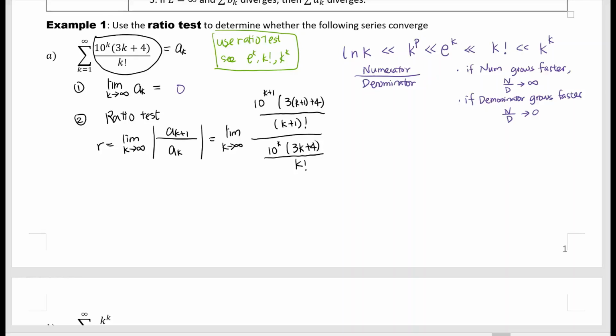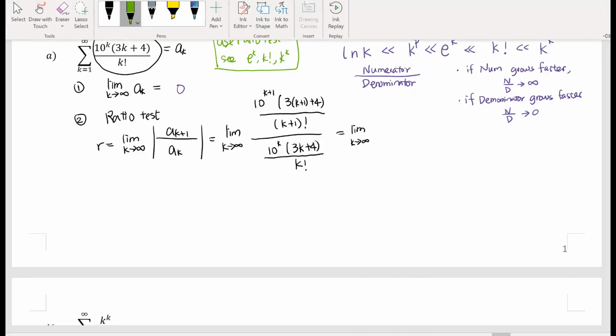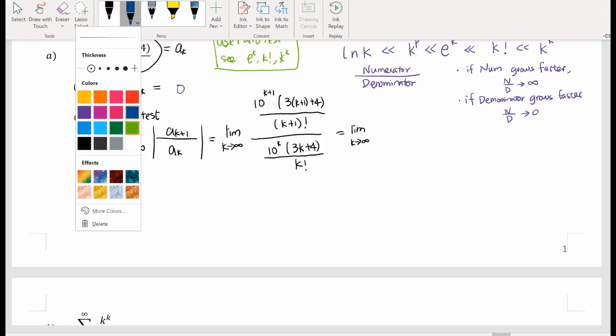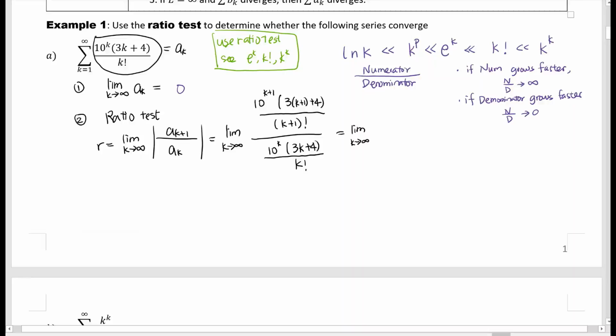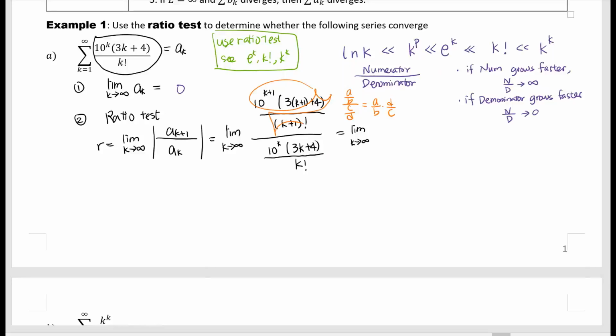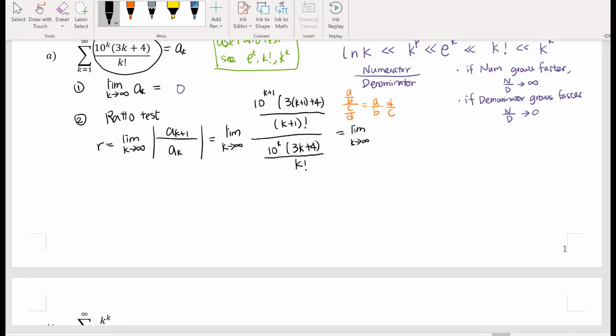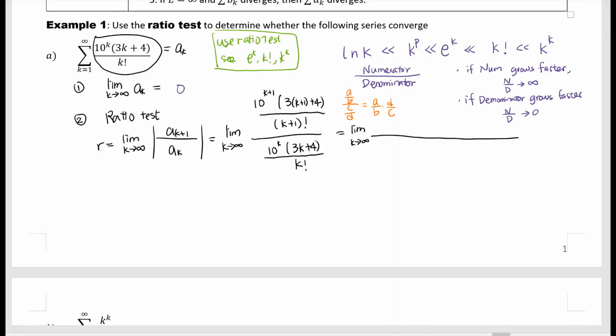Okay. All right. So next, remember if you have A over B over C over D, then that is A over B times D over C, right? So this is like A, this is like B, this is like C, this is like D. Okay, so that's why when we put it down, we get the A, so 10 to the k, but actually later on I will try to cancel.